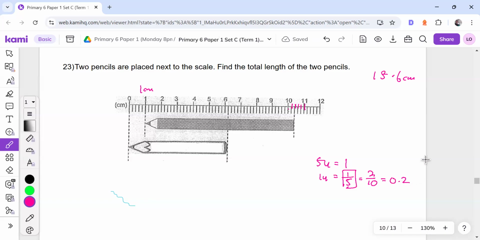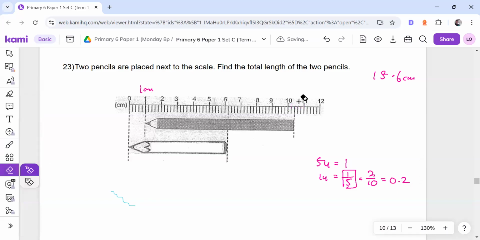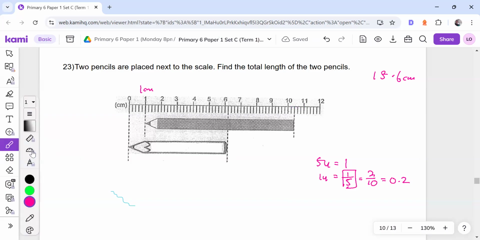So start counting. So the pencil is until where? The pencil is 10.2. So you write down here 10.2. All right, how about the shorter pencil? 0. And this is what? This is 6.2. All right, so what's the length of the longer pencil? Then you take 10.2, go and minus 1, do your working. 10.2 minus 1, you will get 9.2. And then 6.2 minus 0 is still 6.2, right? And then you plus them together.